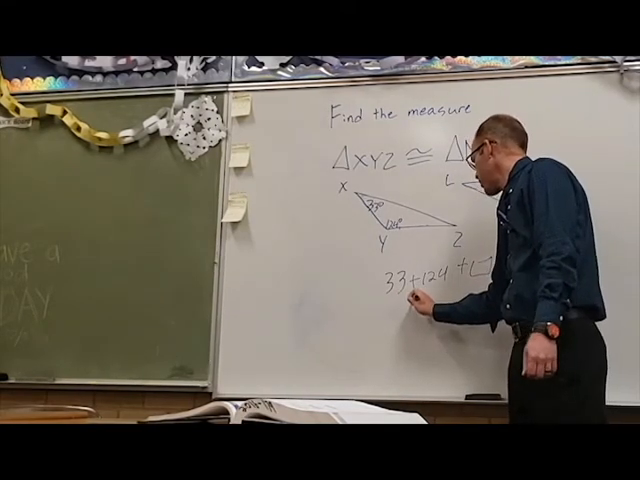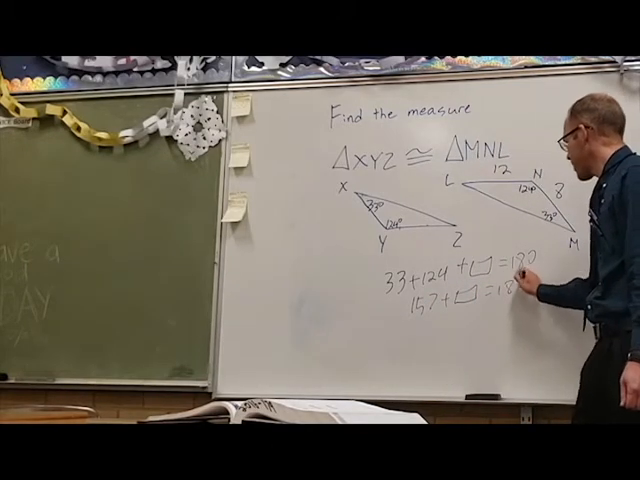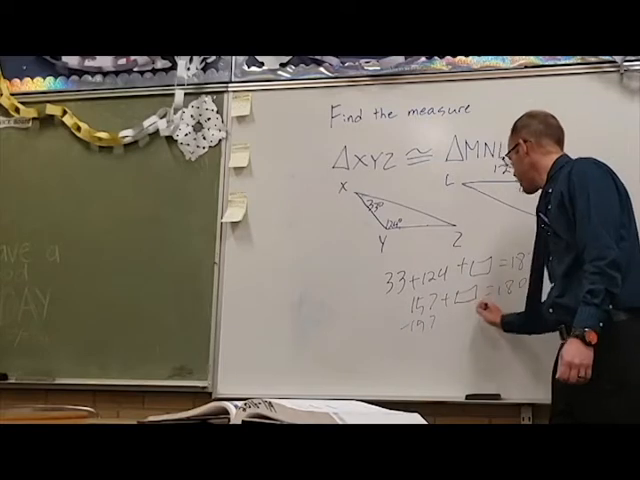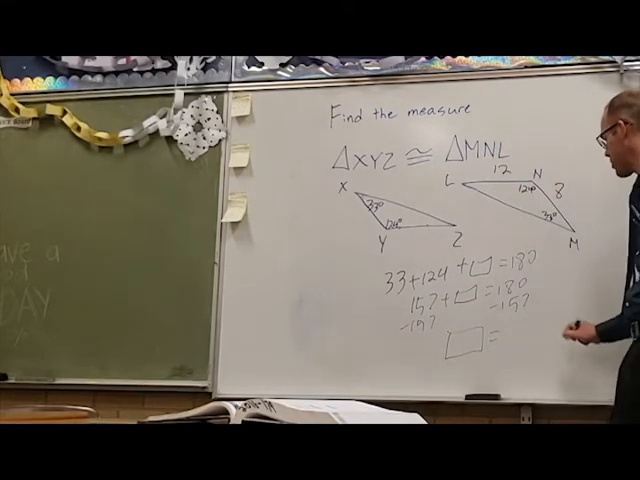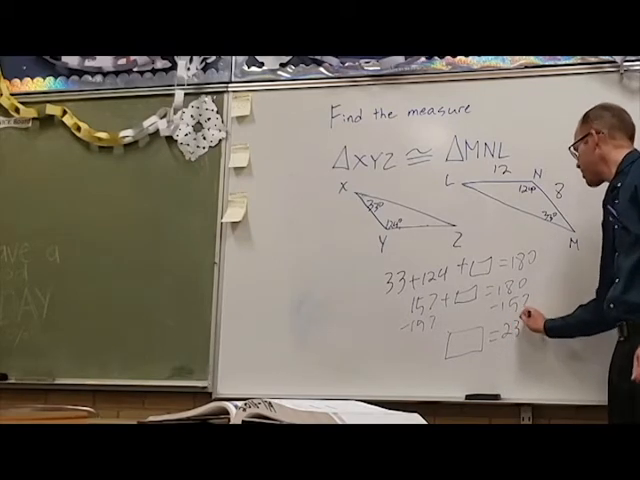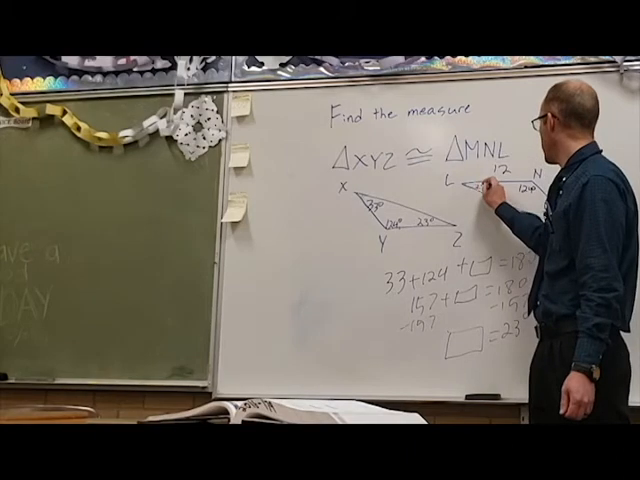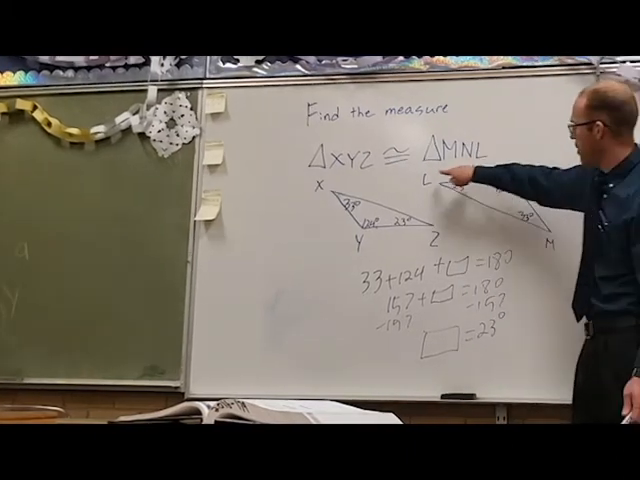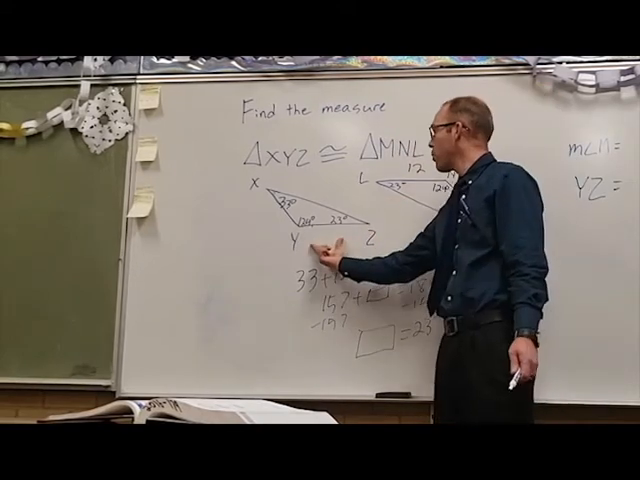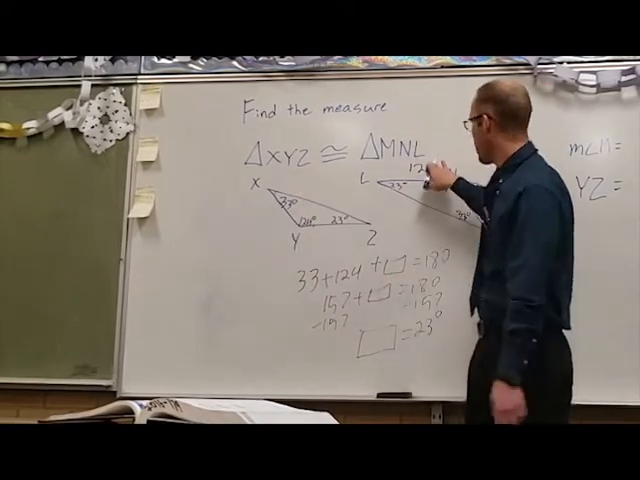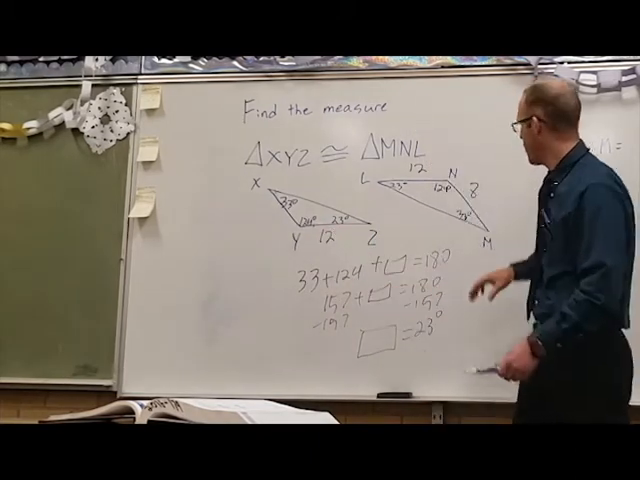So 33 plus the 124 plus the missing angle right here should add up to 180 degrees. 33 plus 124 is 157. We'll subtract away that 157 to figure out that this missing angle has a measure of 23 degrees. So this is 23 degrees, and this one is also 23 degrees. Now let's take the sides. We have LN. LN corresponds over here with YZ. So this has a measure of 12 units. That means this also has a measure of 12 units.